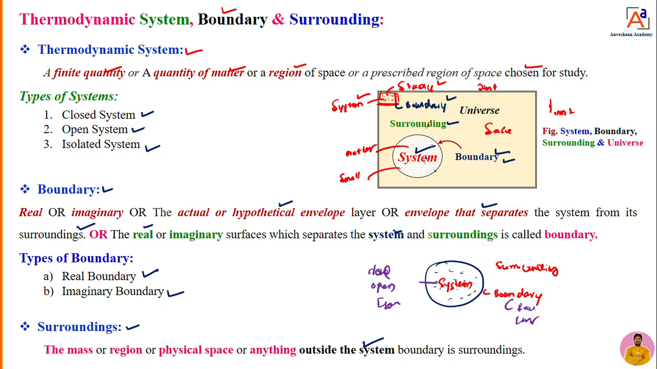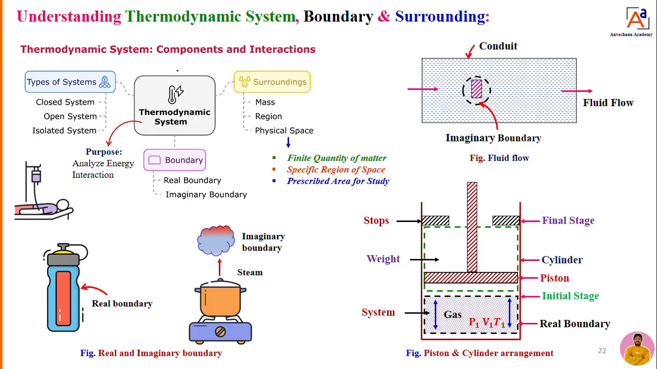Now I will move towards the next topic, that is thermodynamic system only, where the thermodynamic system and surrounding play a very important role. By considering some live examples, I will try to help you understand. What is a thermodynamic system? It consists of a certain quantity of matter or a region or a physical space for the study. You can take a finite quantity.